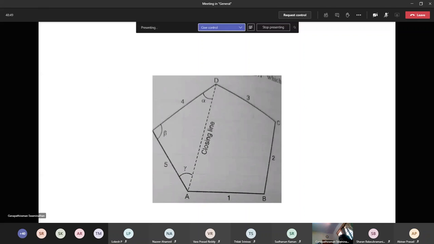The bearing of DE and the bearing of EA are omitted. I don't know what the angle is. I have taken observations of the length of DE and the length of EA. So the length of DA I calculate, assuming it as a closed traverse joining A and D. Is that okay? Then how will you solve the problem?